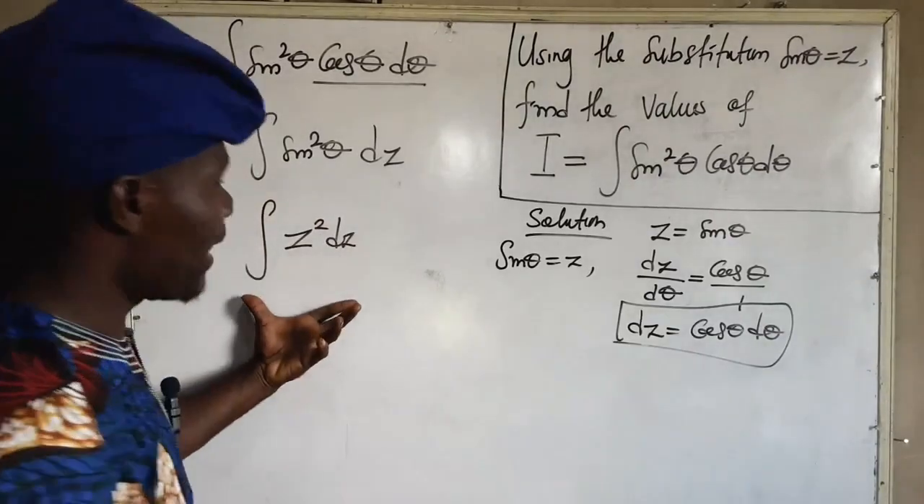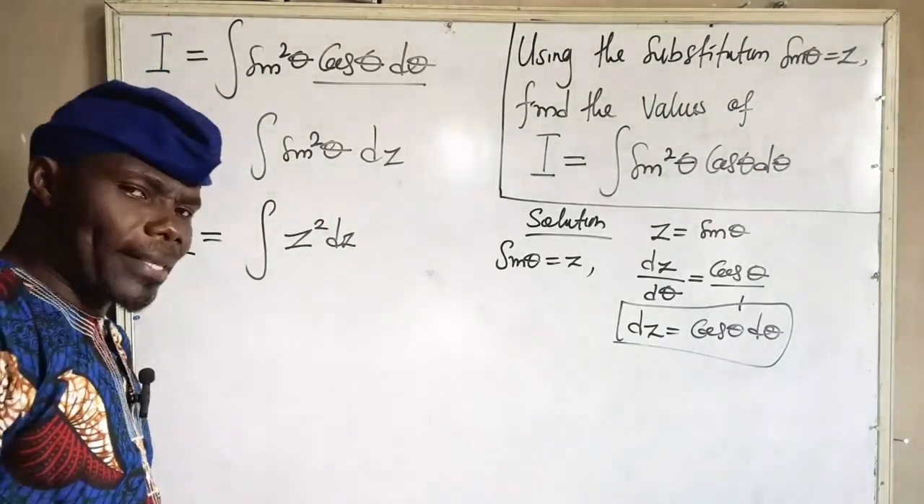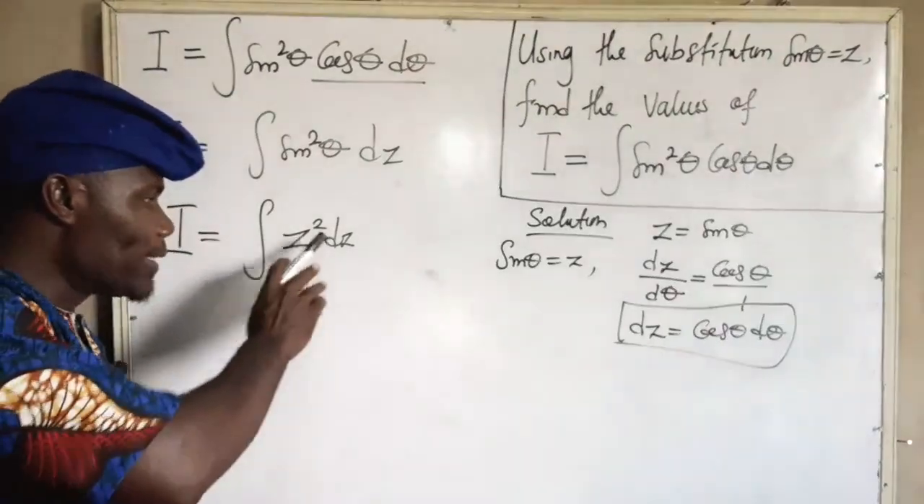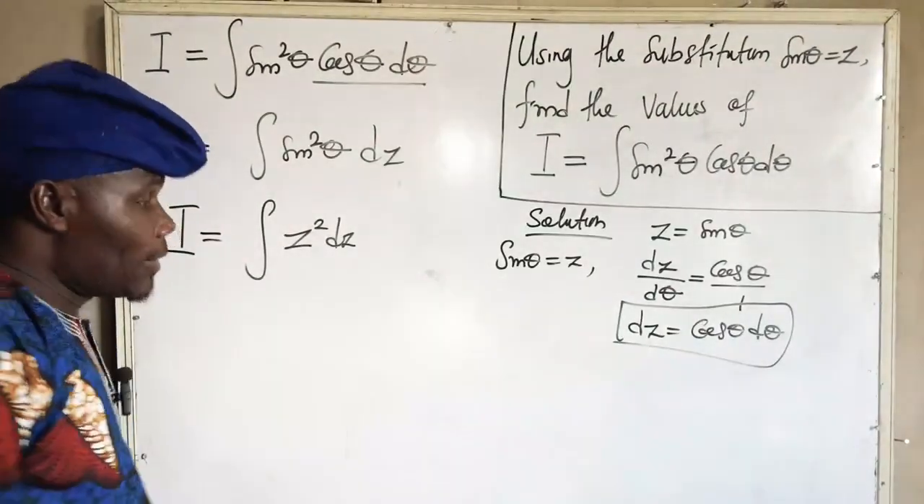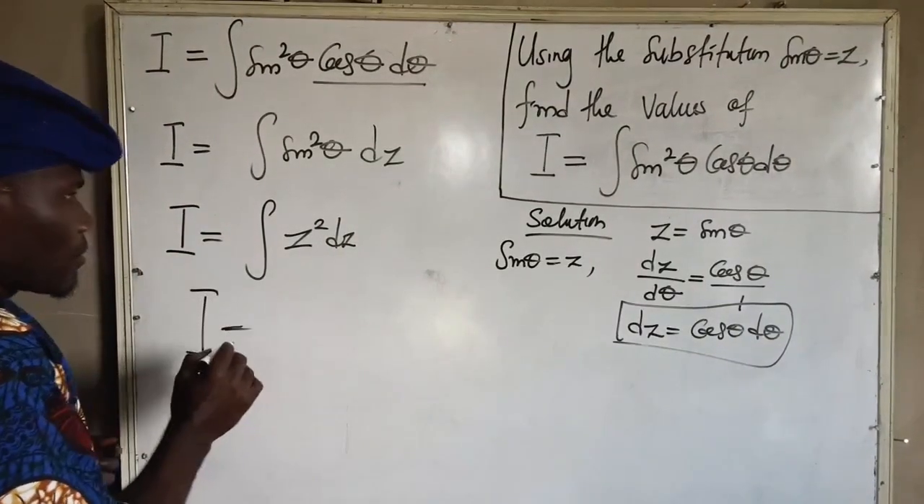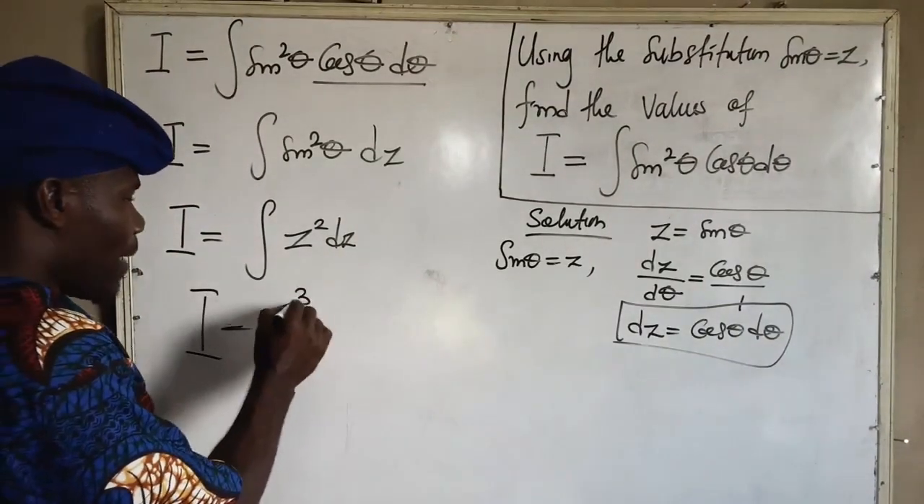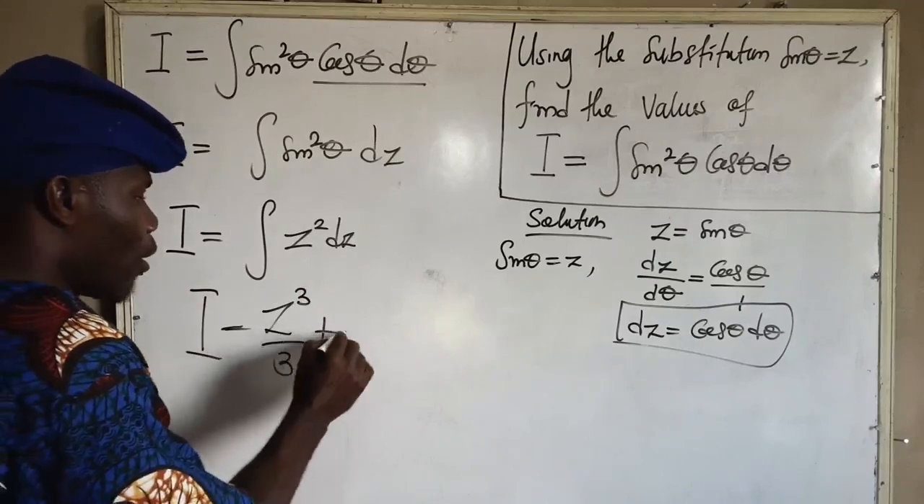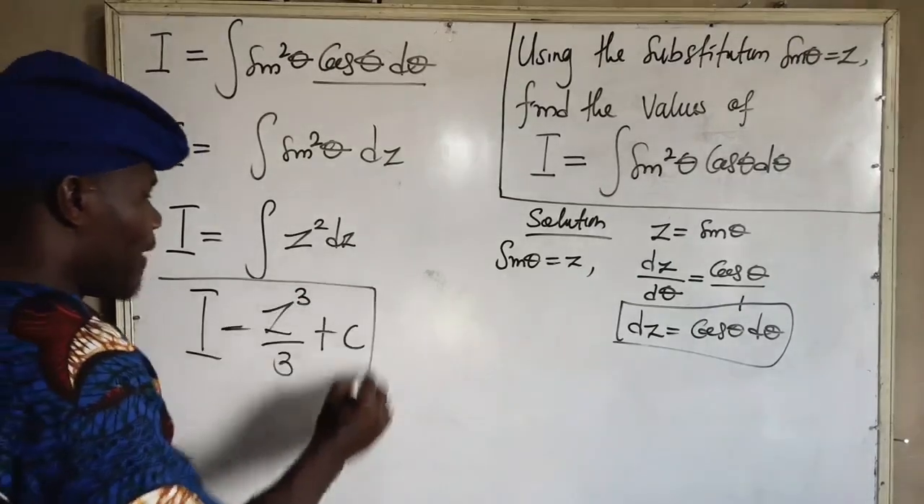If you're able to see clearly now, it is easy to integrate. So with this, you can integrate directly to have our I give us z raised to power 3 over 3 plus constant. So this is the value.